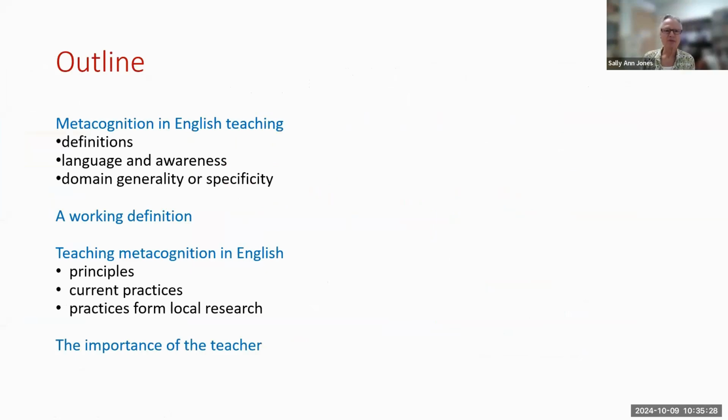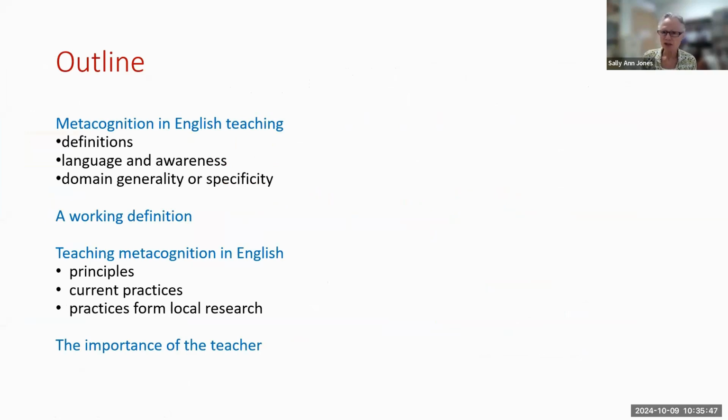So here's what I'm going to do. I'm going to talk about metacognition in English teaching, and I'm going to talk about some of the reasons why we've been a bit slow in take-up. I mean, we're not vigorously teaching metacognition as I see it at the moment. And I think there are about 3 reasons for this.